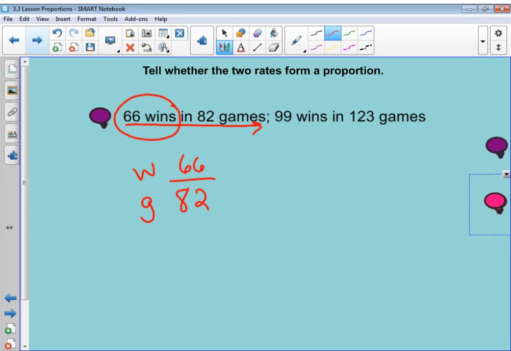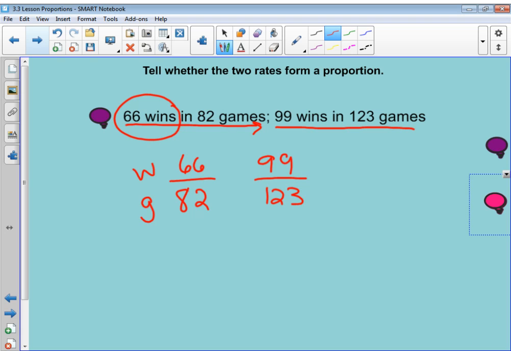Now, if you're just checking proportions, it wouldn't matter if you did that order. If you had flipped it around, did 82 over 66, that would be fine. But then you have to make sure in your second proportion that you match labels. I just like to work left to right because when I'm doing rates, that's usually how it's set up. So then here I would do 99 wins over 123 games.